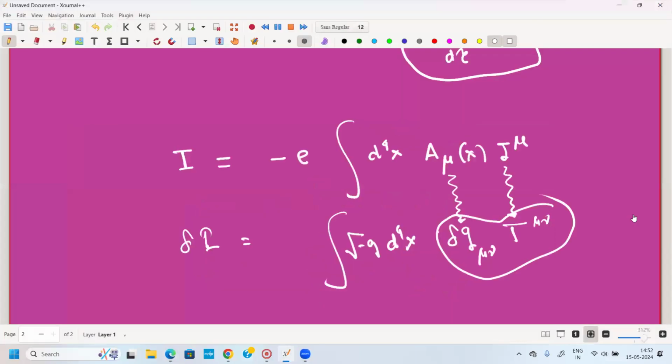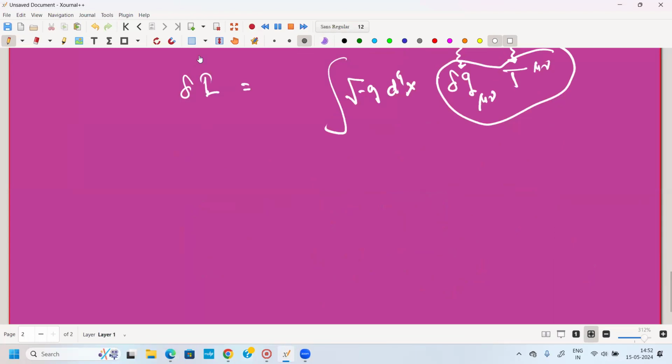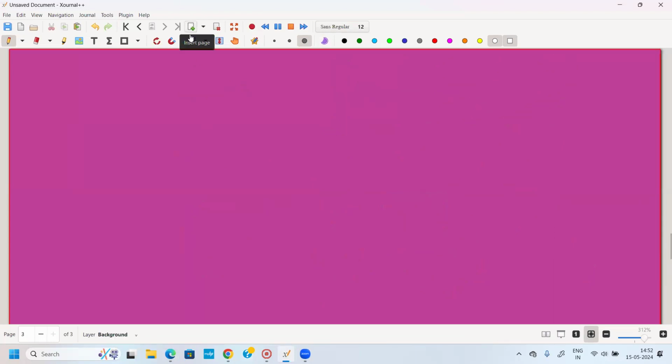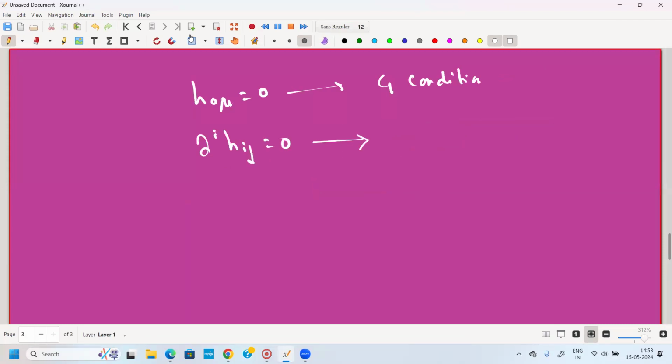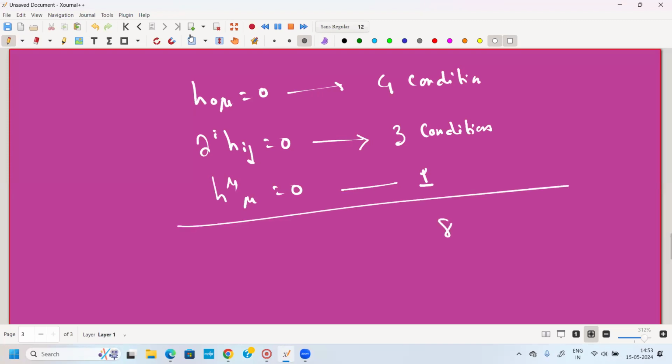As we have mentioned, the gauge fixing condition is necessary to solve the Einstein equation at the linearized level, so that we have h mu 0 equals 0 as one condition. From this we have 4 conditions. Del i h ij equals 0: from this we obtain 3 conditions. And the trace part of h mu nu, we obtain a single equation, 1 condition. So therefore, a total of 8 conditions.